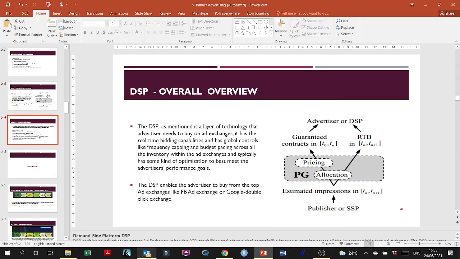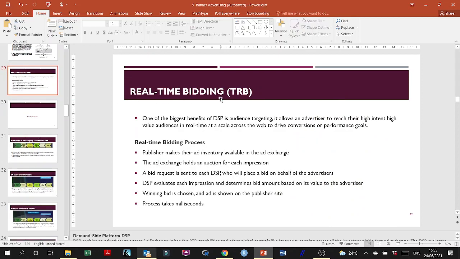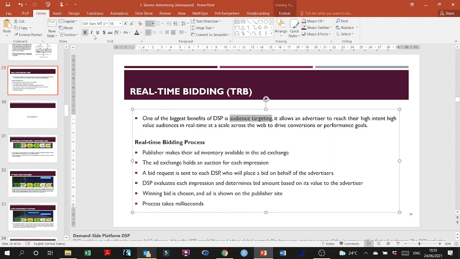Okay, so this is about real-time bidding. Real-time bidding is one of the biggest benefits of the demand-side platform. And one of the things that we could do with the real-time bidding is we are bidding in real time on impressions, on audience. So audience targeting is one of the benefits of real-time bidding. So one of the benefits of the ad exchange is real-time bidding, and one of the benefits of the real-time bidding is actually audience targeting. But with audience targeting, you need another layer of data or information coming from the audience, yeah?